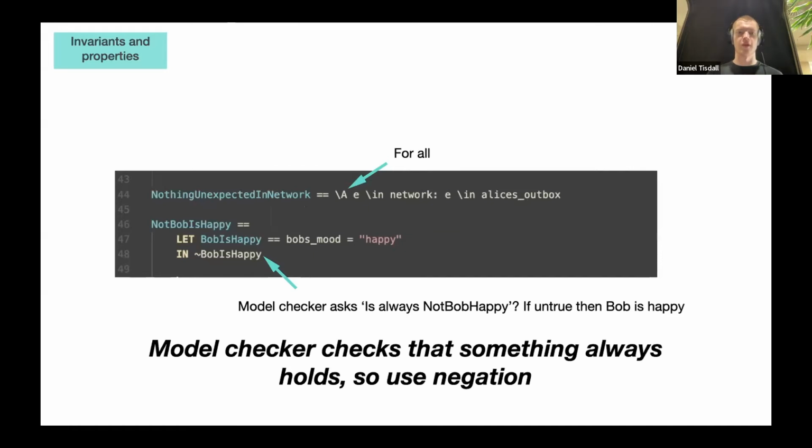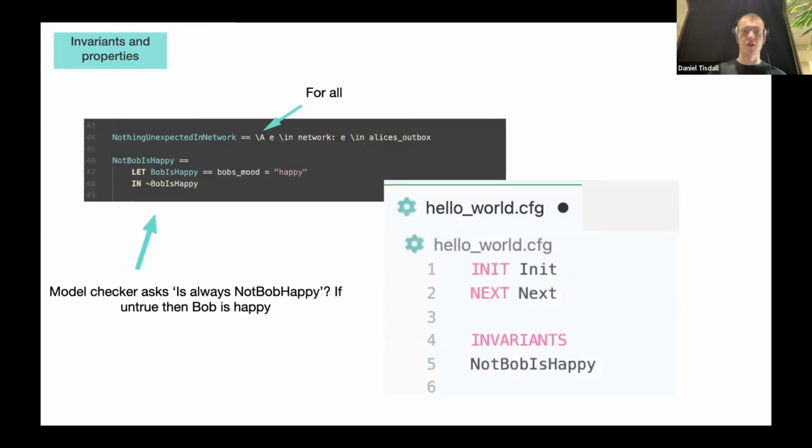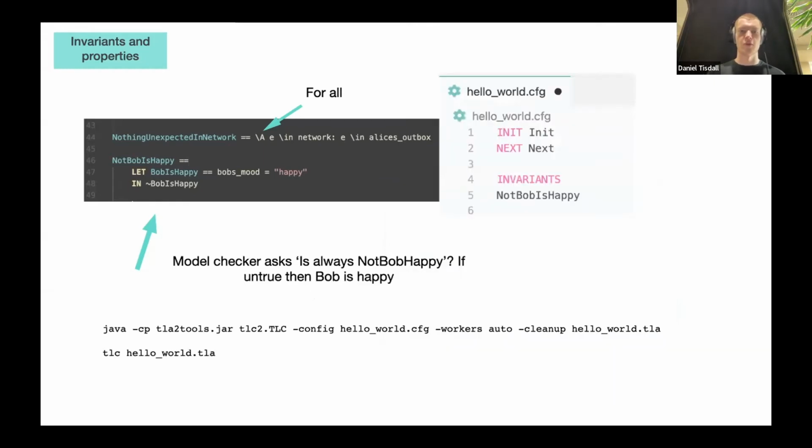Okay, so we have these two simple invariants for this system. And of course, we should specify the invariant in the config. And we should then run the model checker. So I've got two separate commands here: TLC, if you've got an alias for it, or the entire Java command.